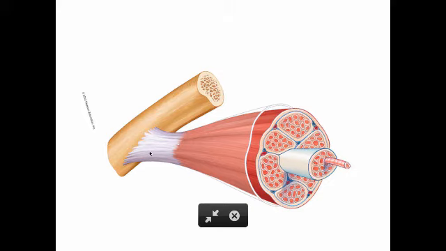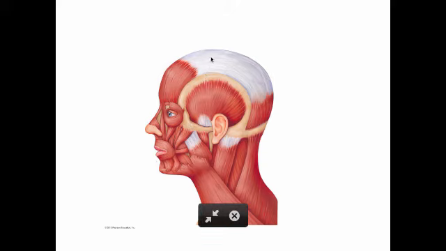Now in some cases in the body, it's not in a banded-like structure, but it actually forms a sheet of tissue, which we call an aponeurosis. So on this model of the head here, we can see this sheet of connective tissue, which is still epimysium, but we call it an aponeurosis.